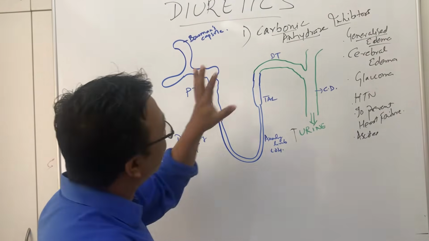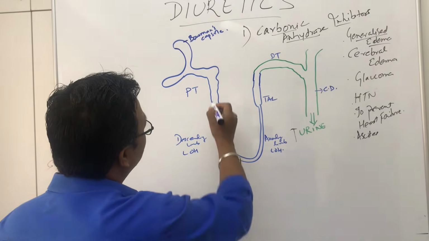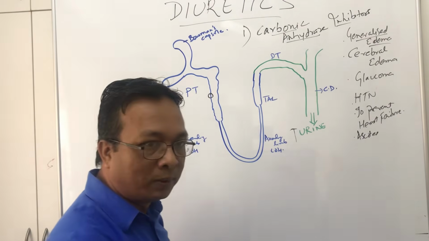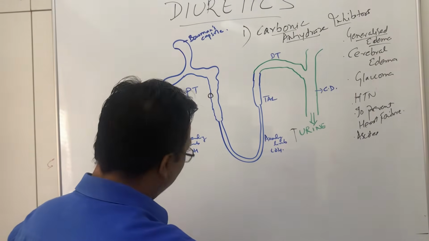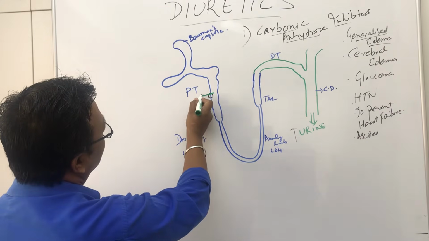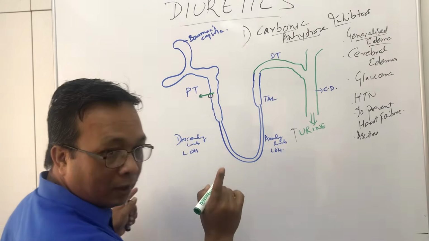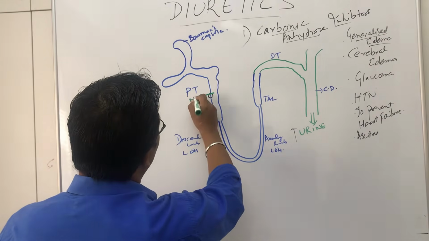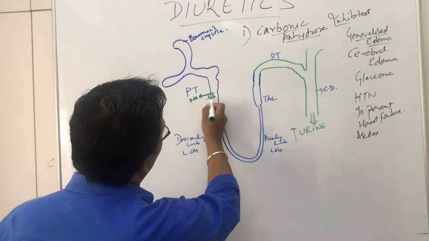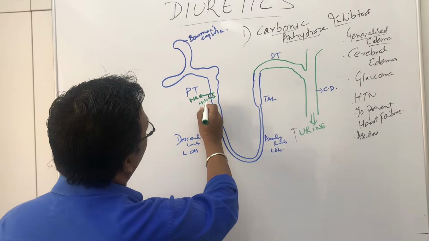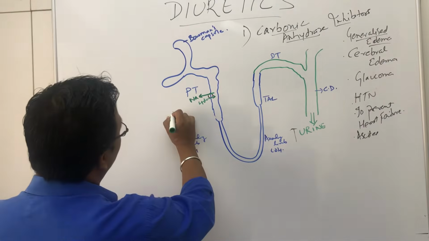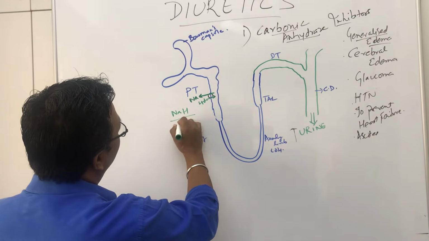These carbonic anhydrase inhibitors act basically on the proximal tubule. They act on the proximal tubule, right? So you need to know that in the proximal tubule there is sodium. Normally in the proximal tubule there is sodium reabsorption, okay, with exchange of hydrogen ions. So we call this a sodium hydrogen exchange.